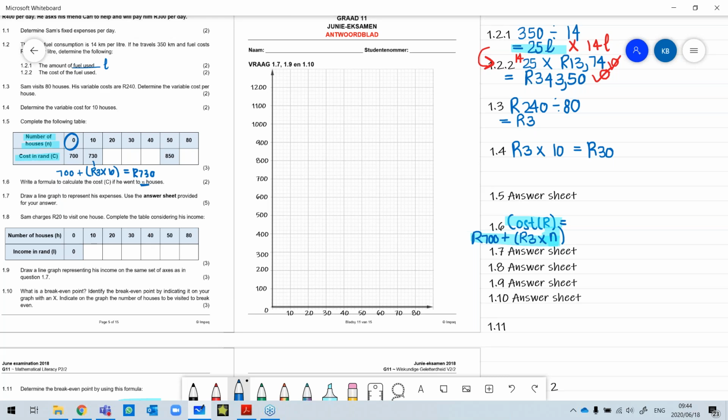for 20 houses, it's going to give you a value of 760. For 30 houses, 790. For 40 houses, 820. For 50 houses, they already gave us that answer. For 80 houses, 940. Okay, now let's go on.